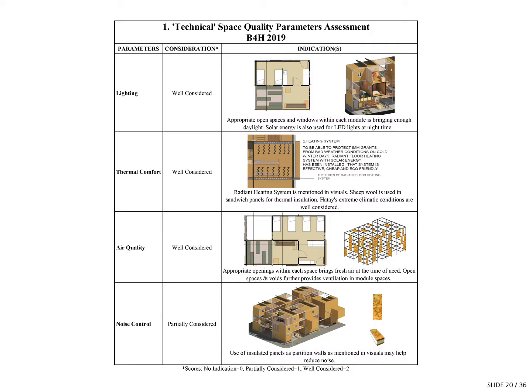This is the technical component assessment. Lighting is well considered because of the open spaces and voids and good placement of windows. Thermal comfort is also well considered as the radiant heating system is mentioned in the visuals, and sheep wool is also used in sandwich panels for thermal insulation. Air quality is well considered because of large adequate windows and voids. Noise control is considered partially. Use of insulated panels as partition walls may help reduce the noise, but it is not clearly mentioned as a strategy.